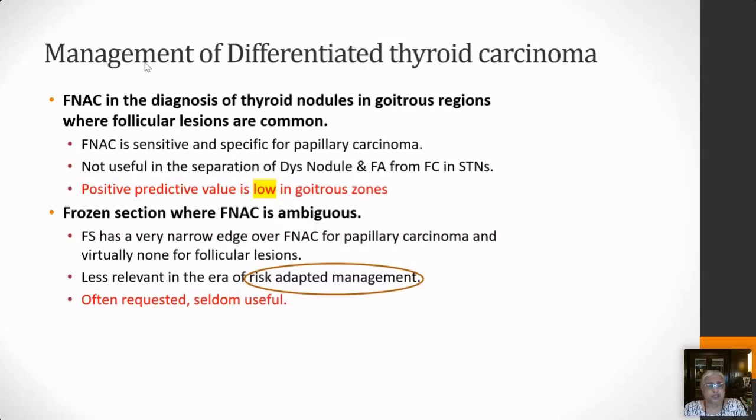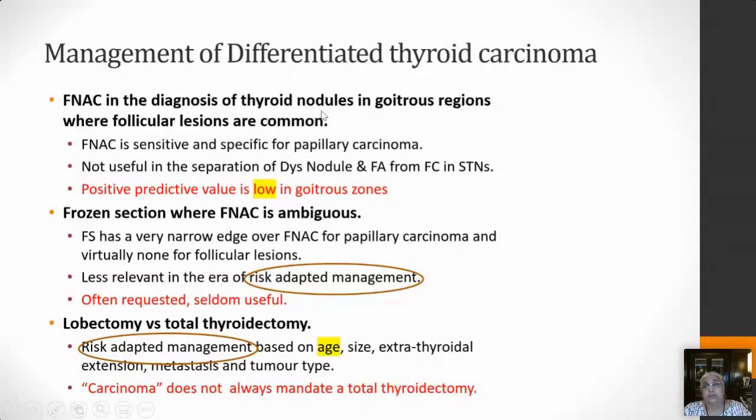The other thing is frozen sections. Now, what is the value of frozen section in the nodule when FNAC is ambiguous? Well, frozen section, I would say, has a very narrow edge over FNAC for papillary carcinoma and virtually none for follicular lesions. I think it is becoming less and less relevant in the era of risk-adapted management. I know that it is often requested, but I will stick my neck out and say that it is seldom useful, unless you're dealing with a medullary carcinoma or some other carcinoma that is very easy to identify.